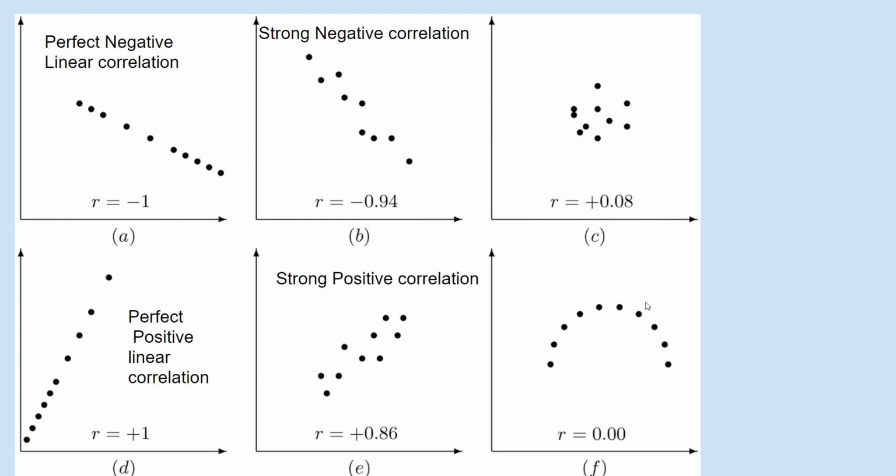And the last graph that I have here, these are not linearly correlated. We could see that there is a relationship, but in this section, when we talk about correlation, we're referring to linear relationships. And here we do not have such a relationship. So these would have no linear correlation.